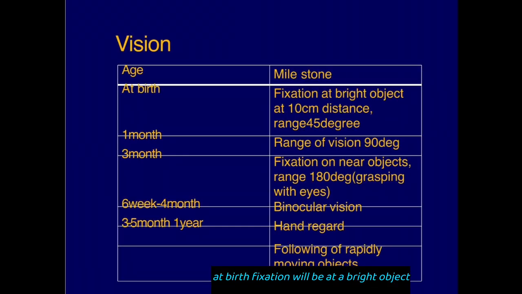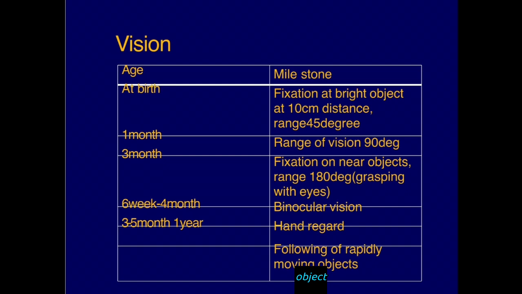At birth, fixation will be on a bright object, and they can see up to 10 centimeters of distance at an angle of 45 degrees. By 1 month, their range of vision will be 90 degrees. By 3 months, they'll fixate to 180 degrees and grasp with the eyes. By 6 weeks to 4 months, there will be binocular vision. By 3 to 5 months, they will show hand regard, and by 1 year, they'll be following the moving object.